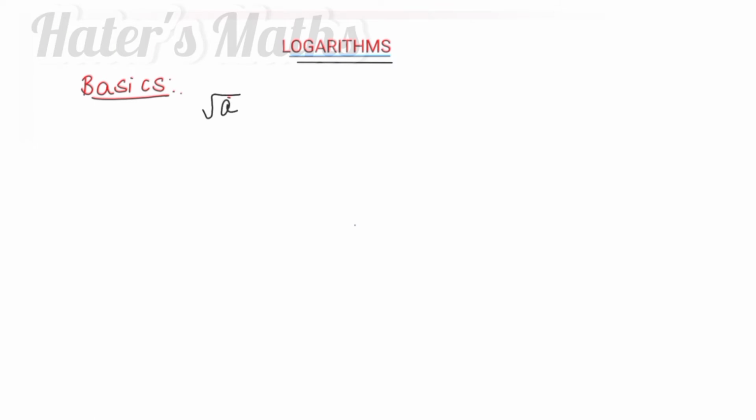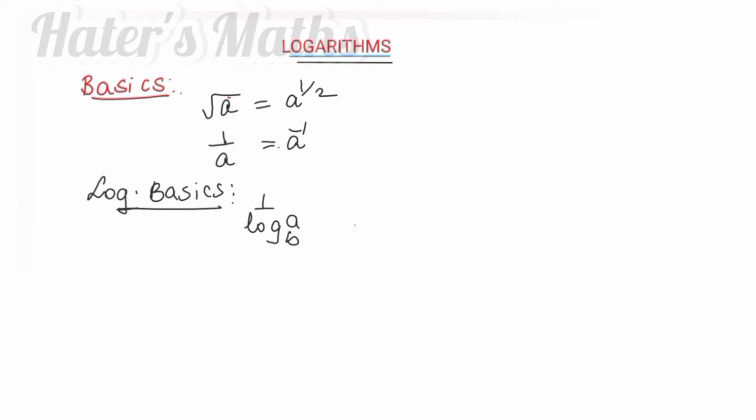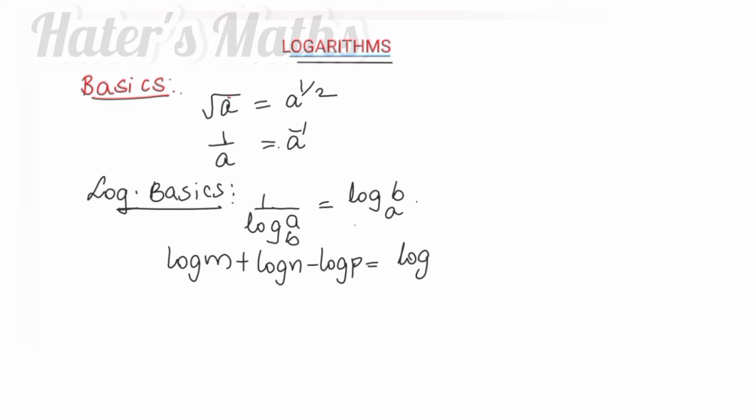Hi everyone. Before going to the logarithms concept, we have to know that root a is equal to a power half, and 1 by a can be written as a inverse. Some more logarithm basics: 1 by log a to the base b is equal to log b to the base a. We know that log m plus log n is equal to log mn, but log m plus log n minus log b can be written as log of mn by b, because the first two have plus, so we use the product rule, and for the other it is the quotient rule.